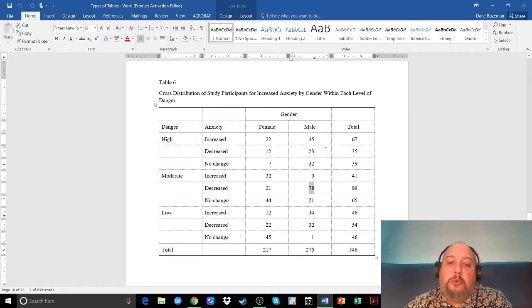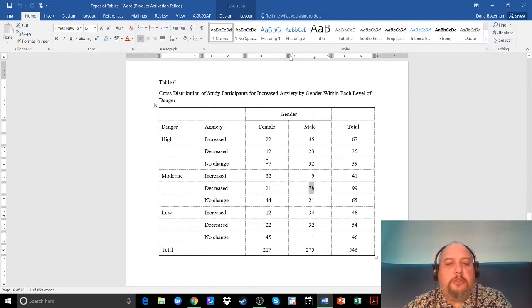So we want to work backwards. And so the natural inclination, as I've said in many other videos, is we tend to read top to bottom and then left to right. But here I'm suggesting we start here and we work our way out. So 22 females who experienced increased anxiety also experienced danger. Okay?